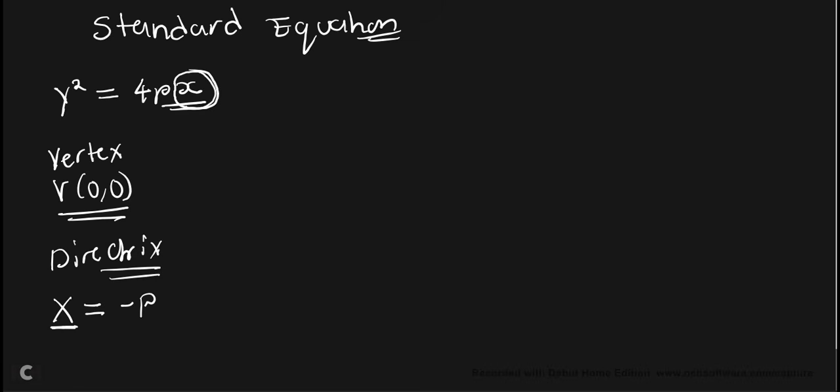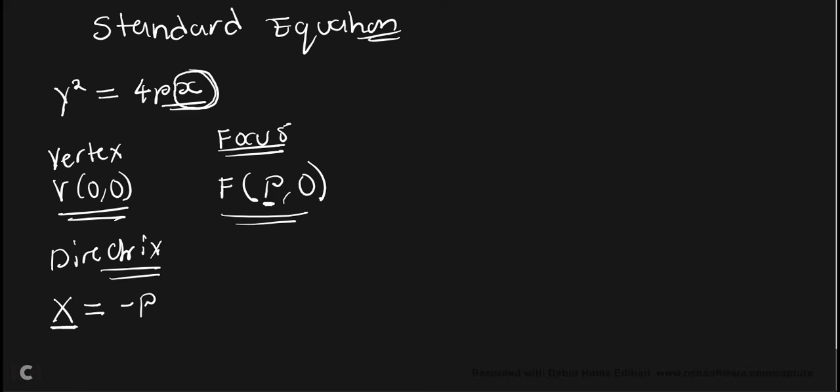Then the next thing is what we call the focus, right? So in this situation, the focus follows where the Directrix is. The Directrix is telling us that it is in the x-axis. So you're going to say positive p, comma 0. If you see this p is in the x-axis, comma 0, because we don't have anything in the y-axis. That's why I'm saying comma 0. So this is your focus.